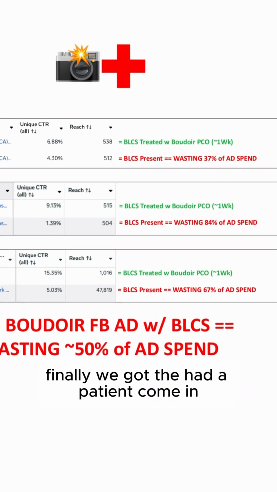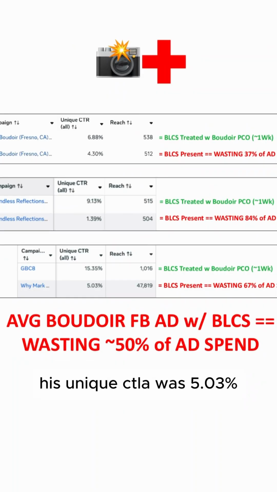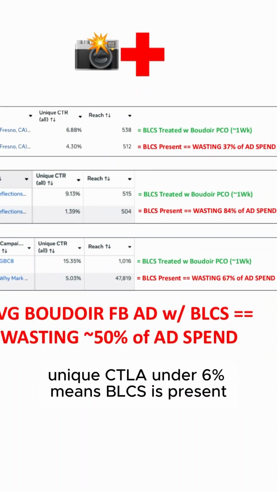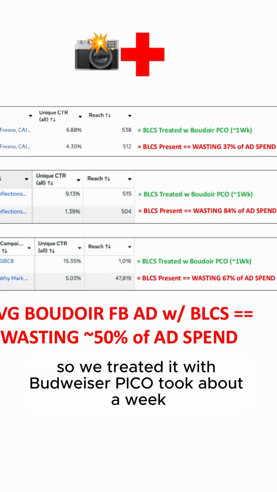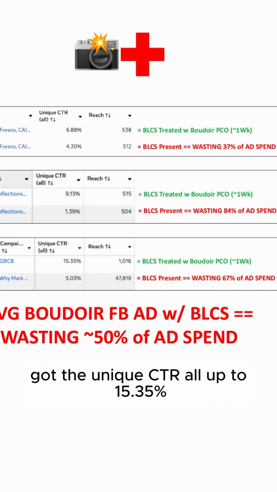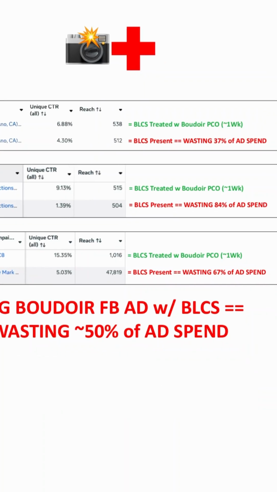Finally, we had a patient come in. His unique CTR was 5.03%, so we knew that BLCS was present. Unique CTR under 6% means BLCS is present, that is Boudoir low-click syndrome. So we treated it with Boudoir Pico, took about a week, and got the unique CTR up to 15.35%.